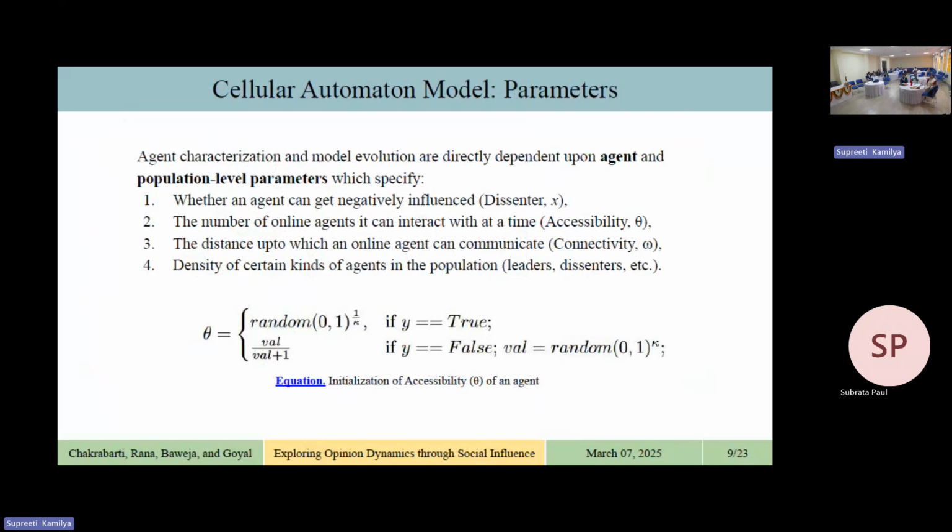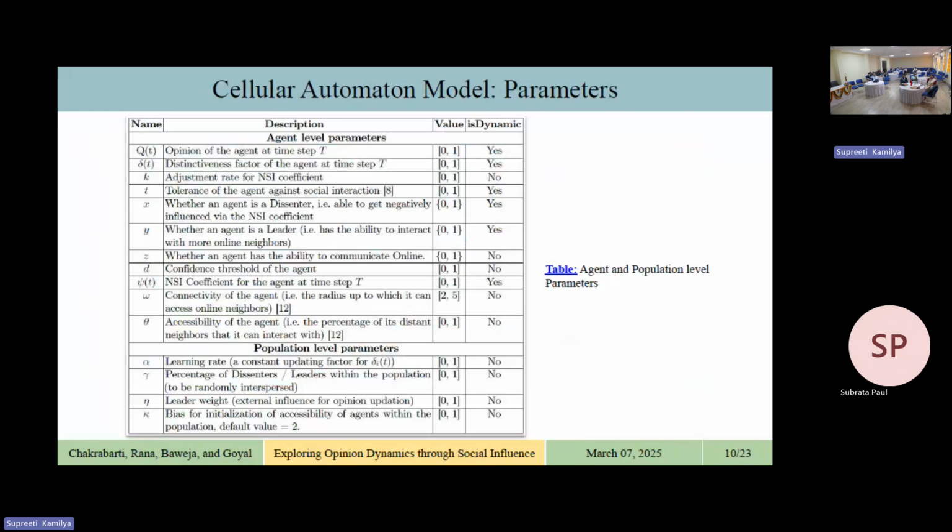Now, all of these parameters lead to the changes in the population over time. So these are all of the parameters that we have defined. However, the main thing is some of these parameters can dynamically change along with opinion. In a CA, generally only the state changes, but since we're considering also the parameters, that is why some of them, which are the main parameters, they also change over time.